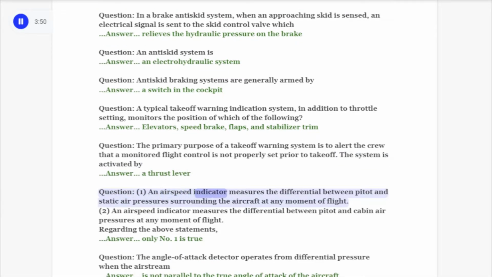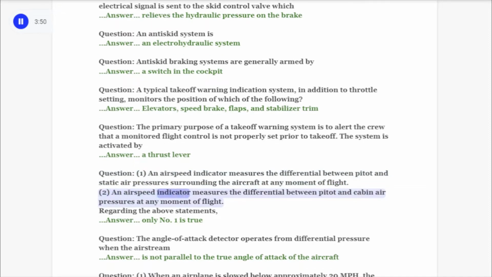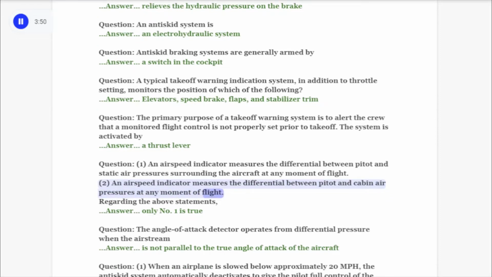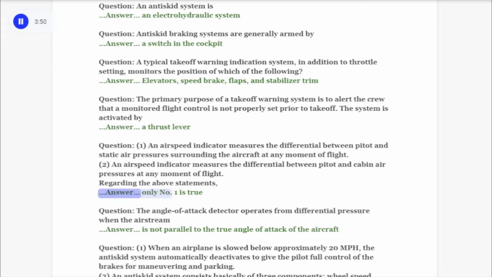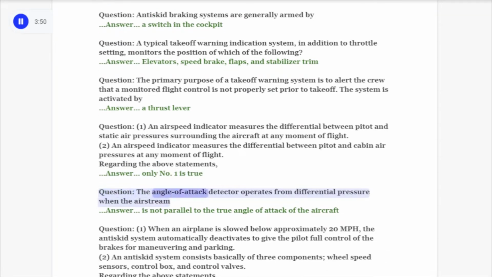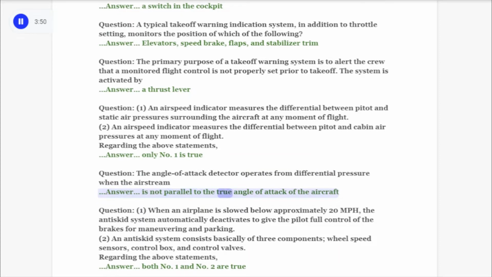Question: 1. An airspeed indicator measures the differential between pitot and static air pressures surrounding the aircraft at any moment of flight. 2. An airspeed indicator measures the differential between pitot and cabin air pressures at any moment of flight. Regarding the above statements. Answer: only number 1 is true. Question: the angle of attack detector operates from differential pressure when the airstream. Answer: is not parallel to the true angle of attack of the aircraft.